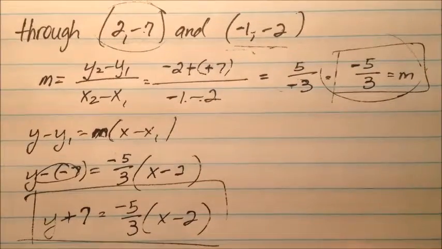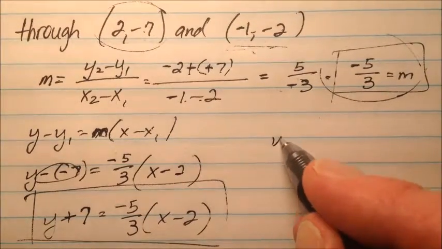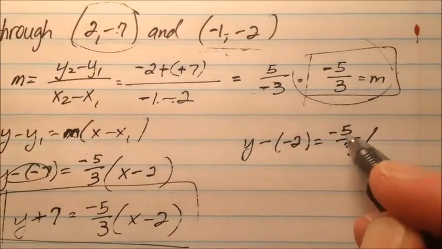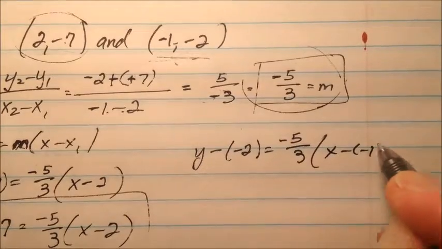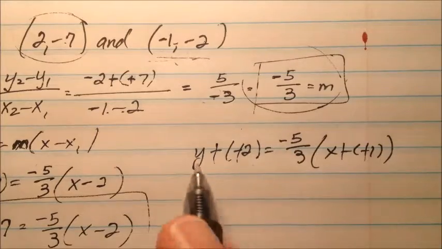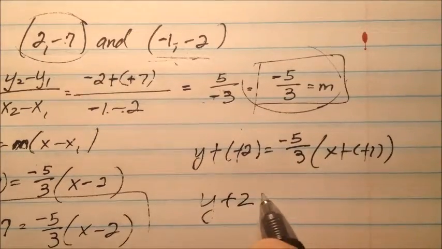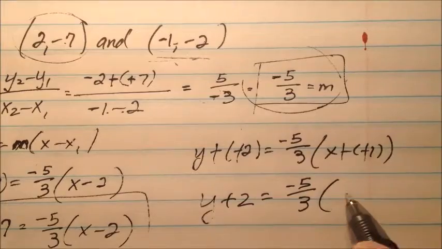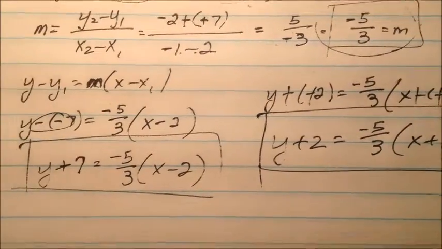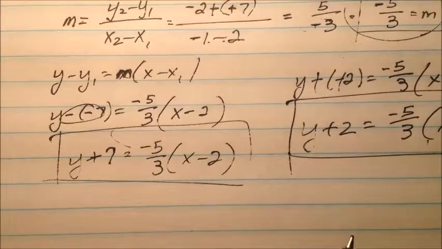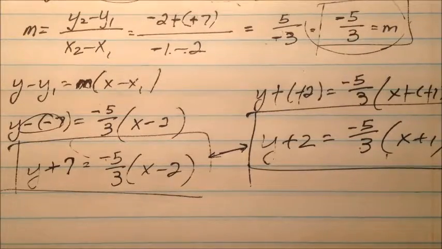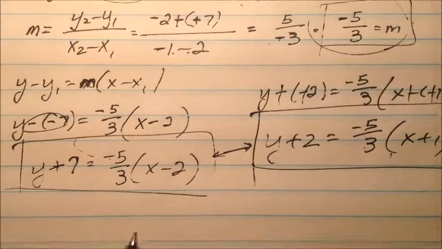Let's choose the other point now, (-1, -2), and we'll get y minus a -2 equals again -5/3 times x minus a -1. When you subtract a negative, it's y plus 2 equals -5/3 times x plus 1. I want to look at these very carefully here. I can't get them both on the screen at the same time. So how in the world can both of these equations be talking about the same line?